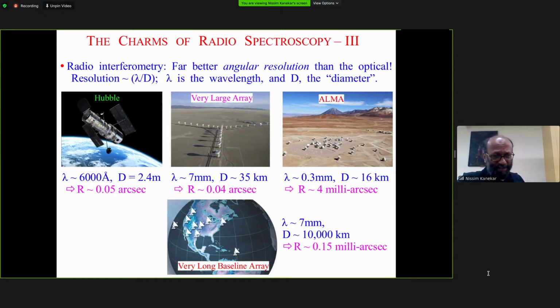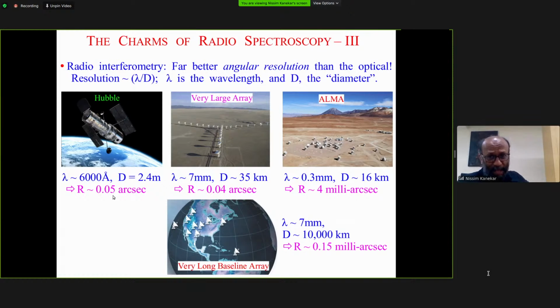But to do a comparison between the optical and the radio, the best telescope in the world in the optical is the Hubble Space Telescope. It's sitting above the atmosphere. And so a typical wavelength of the Hubble Space Telescope is 6,000 angstrom. And the HST is 2.4 meters in diameter. And that gives you an angular resolution of about 0.05 arc seconds, 50 milli arc seconds, which is pretty fantastic. From the ground, you would get 0.5 arc seconds. So it is a factor of 10 better than the ground.